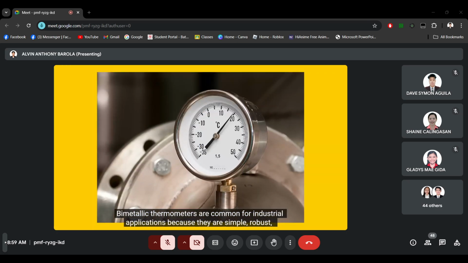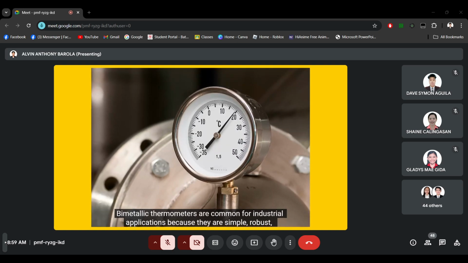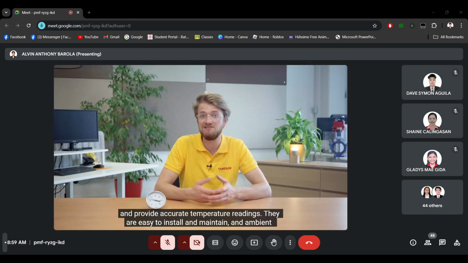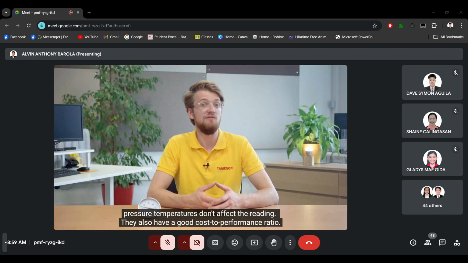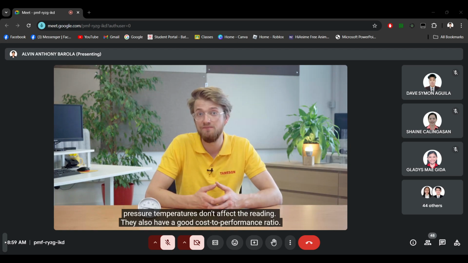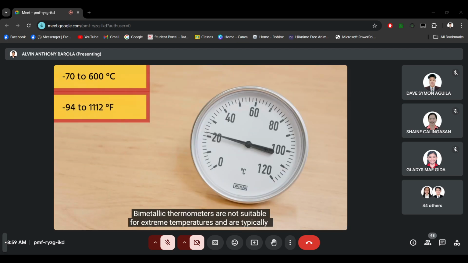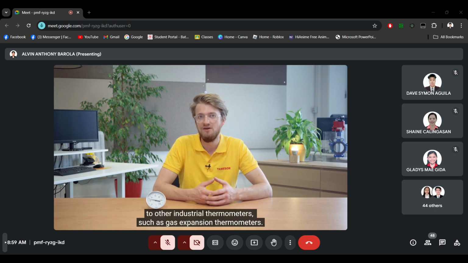Bimetallic thermometers are common for industrial applications because they are simple, robust, and provide accurate temperature readings. They are easy to install and maintain, and ambient pressure temperatures don't affect the reading. They also have a good cost to performance ratio. Bimetallic thermometers are not suitable for extreme temperatures and are typically used between -70 and 600 degrees Celsius. They also have a slower response time compared to other industrial thermometers, such as a gas expansion thermometer.